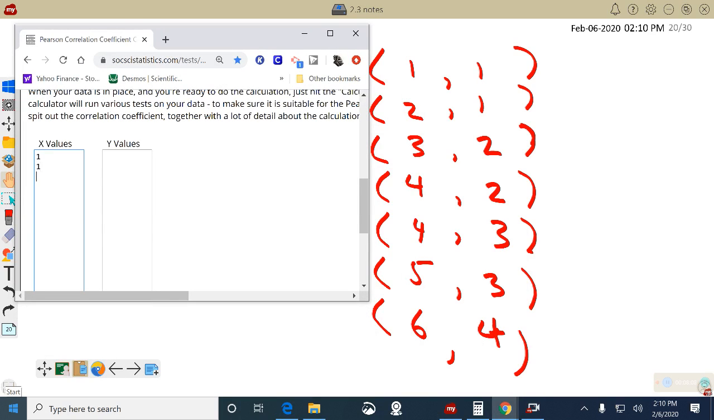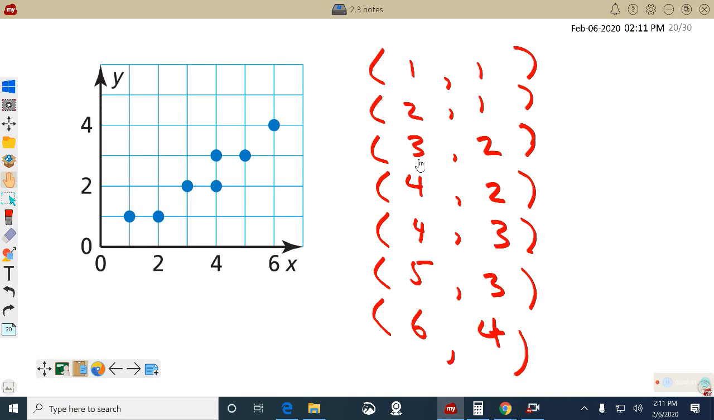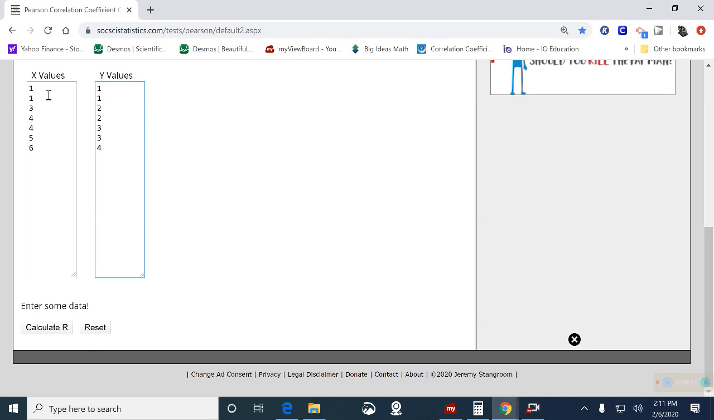1, 1, 3, and so on, right? 4, 4, 5, 6. Look at the Y values. We've got 1, 1, 2, 2, 3, 3, and then a 4. Simple. Look what it says. Did I? You lying. I thought there was 2 1s. My bad. Okay, there's 2 1s. Good looking out. This is a 2.